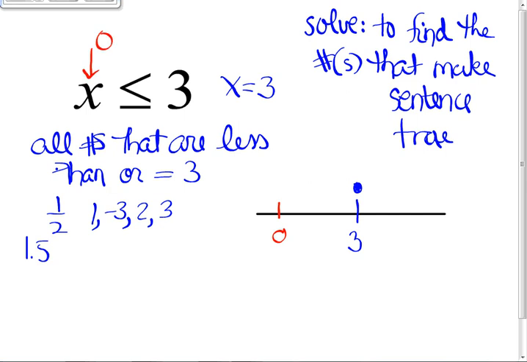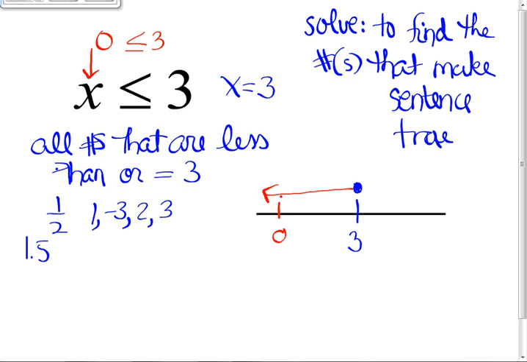You evaluate. Is 0 smaller than or equal to 3? Is that true or false? Remember, what does it mean to solve? To find numbers that make the sentence true. I'm trying to find all the numbers that make the sentence true. Well, if 0 makes the sentence true, everything on this side of that boundary makes it true. So I will shade all of this.